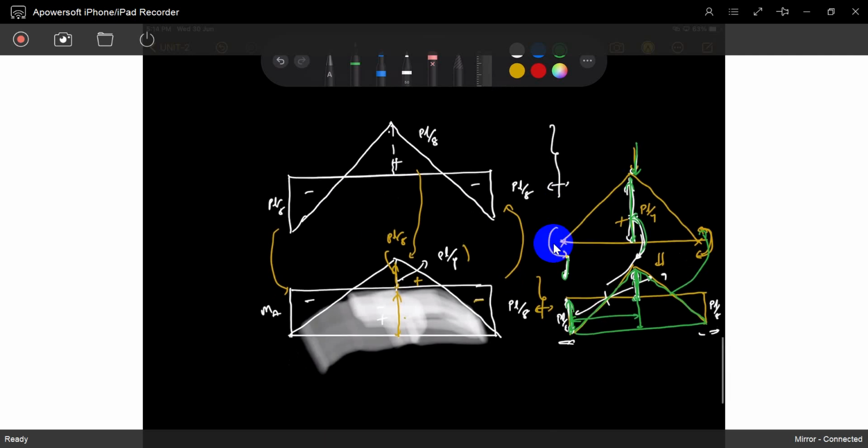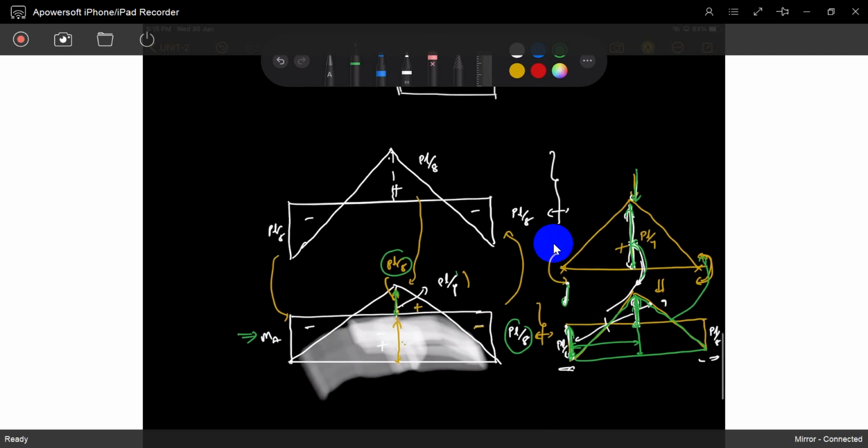Okay, so from today onwards I will write like this only. This is PL by 8 and this is also PL by 8 moment. So in total it will be PL by 4. This is the bending moment representation. I will represent it like this, it will be useful for you.